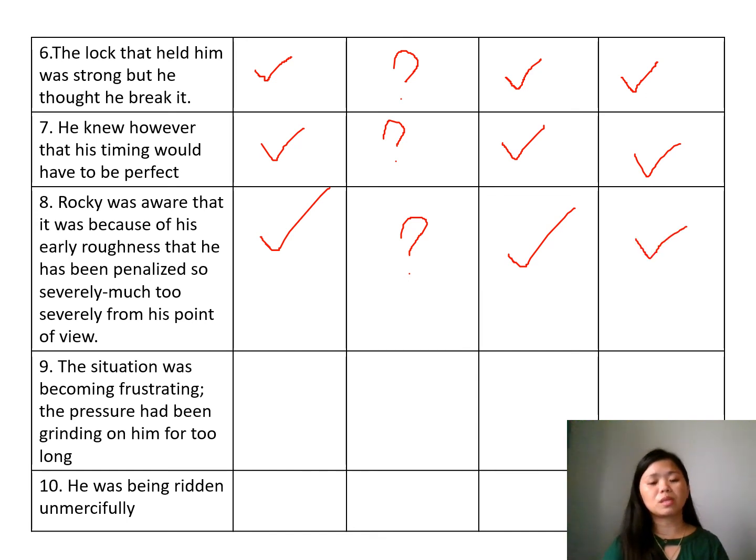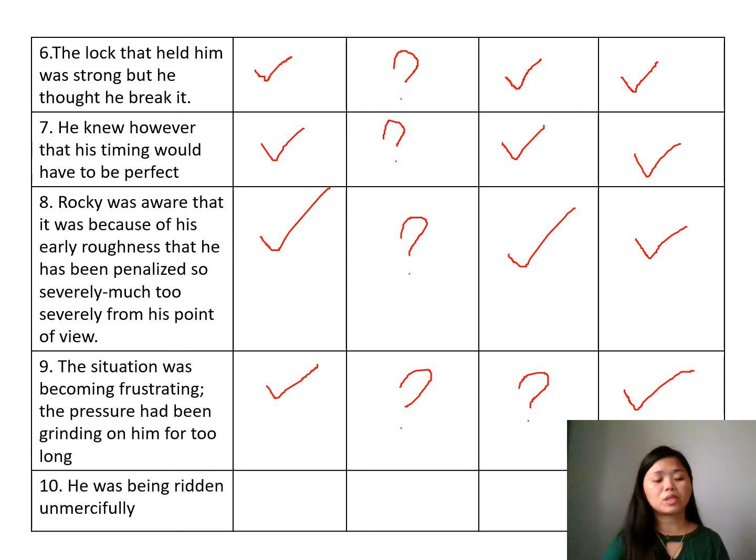So let's go to sentence number 9. The situation was becoming frustrating. The pressure had been grinding on him for so long. So check. Frustrated at being in jail. Under horse schema, question mark. Frustrated at being locked in or being in someone's hold. Under boxing schema, question mark. And under wrestling schema, check. Pressure in being held by opponent, natural in a wrestling match.